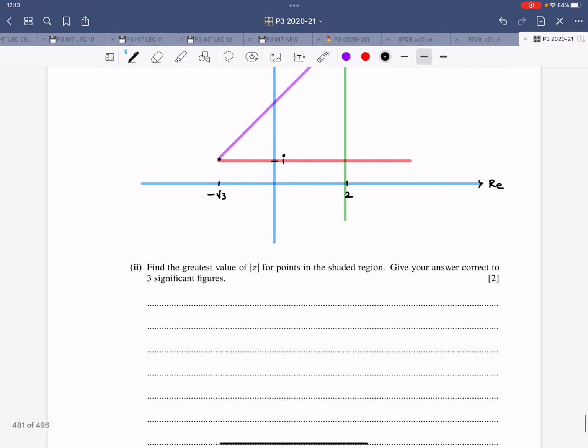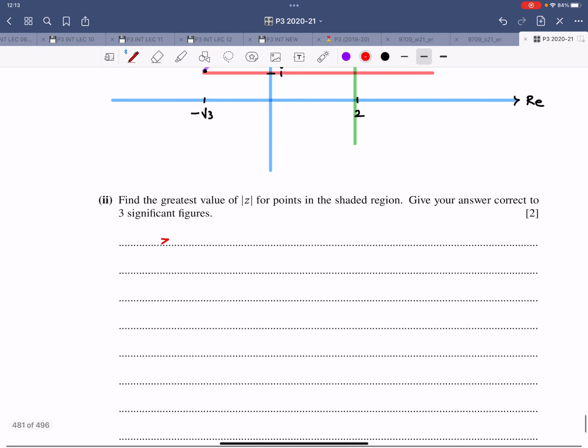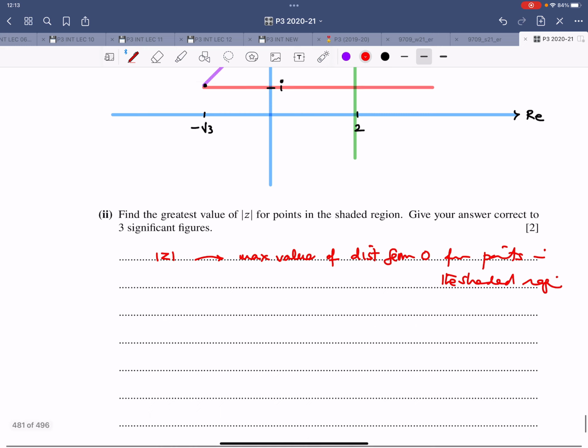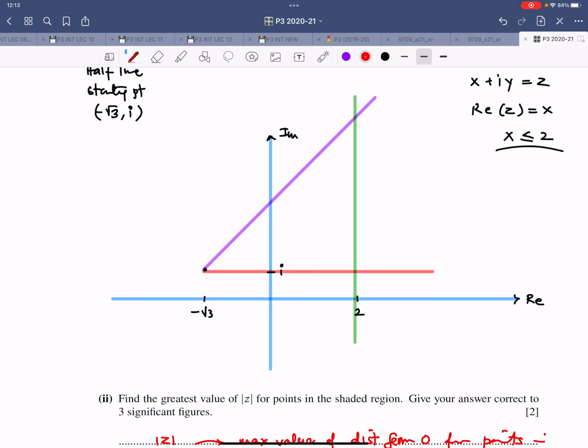So what is the modulus of z? Modulus of z means the maximum value of distance from origin for points in the shaded region. So the shaded region is there, which means the maximum value would be at this point, for sure. Let me label this point as A, this point as B, and this point as C. That's the first thing. Now, in order to find this distance, I need to think of something else.